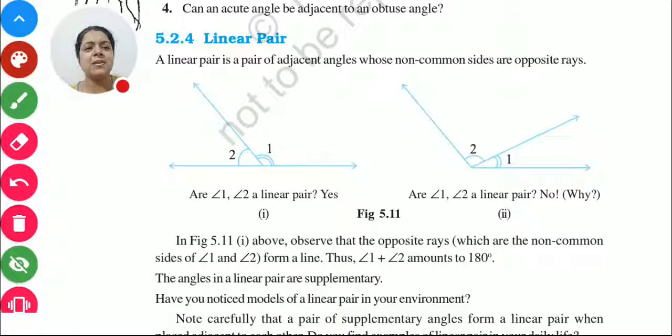But you just see here in this one. This is an adjacent angle. Why? Because one ray is common, one arm is common here, and the vertex is common. So this is an adjacent angle, right?